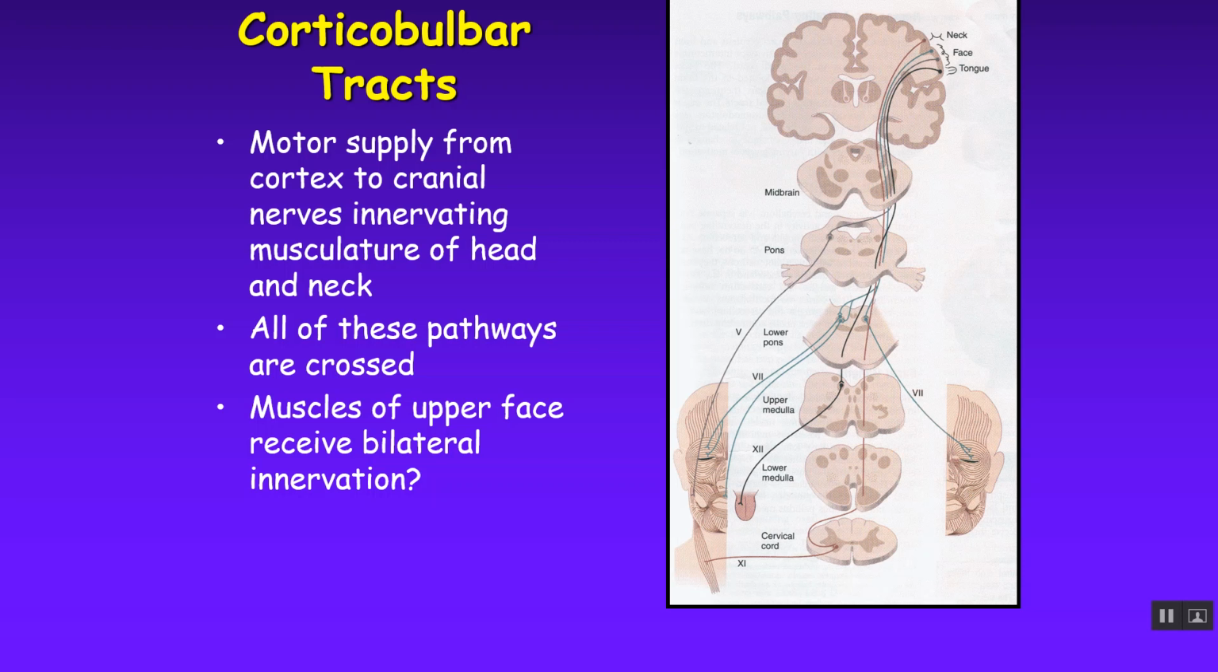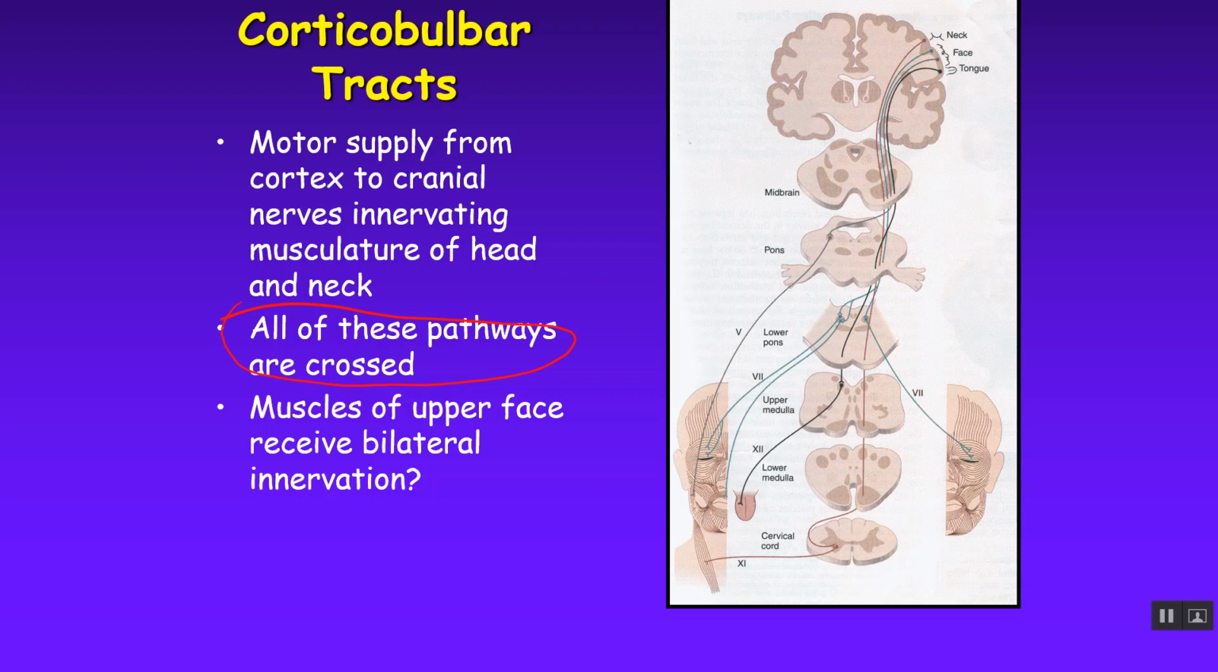There are reflexive things that happen in our tongue and our mouth and our eyes that aren't part of the corticobulbar system. This is the voluntary control over your cranial nerves that you have, the corticobulbar tracts. The thing you want to remember, all of these pathways are crossed. They're all contralateral pathways. Like our lateral corticospinal tract, the corticobulbar tracts all cross over.